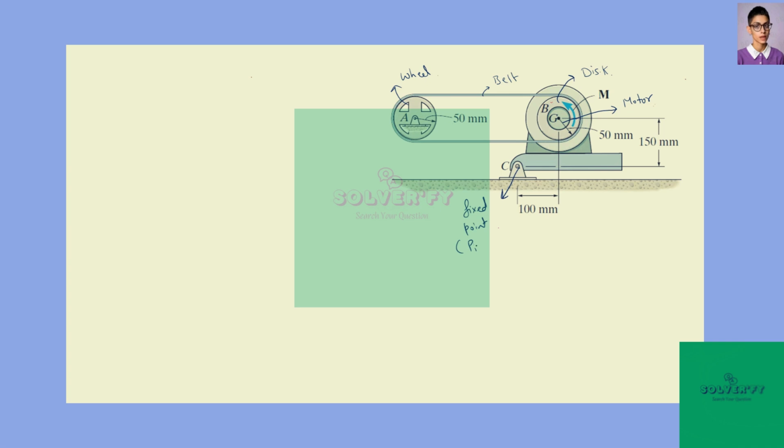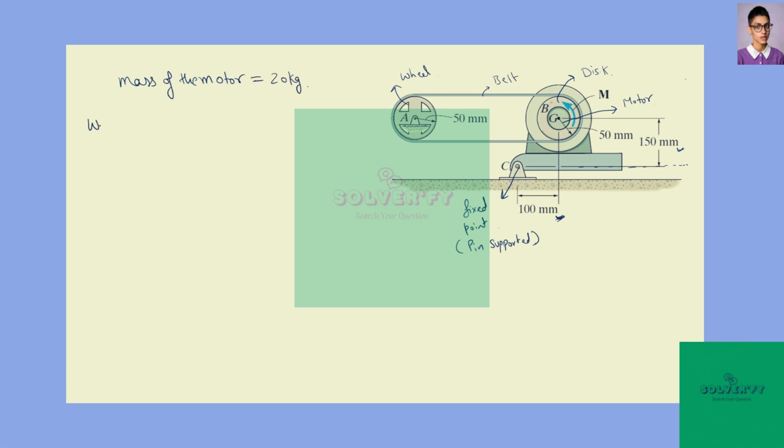This is pin supported, and this C point to the center of gravity of the motor is 100 mm. The radius of this disc is 50 mm, and this center of gravity to this C point is 150 mm. The mass of the motor is given as 20 kg.